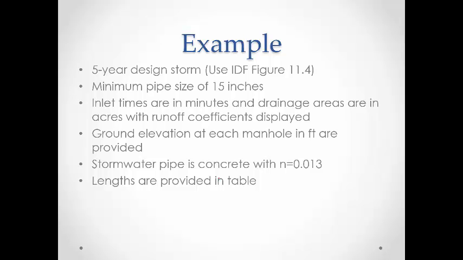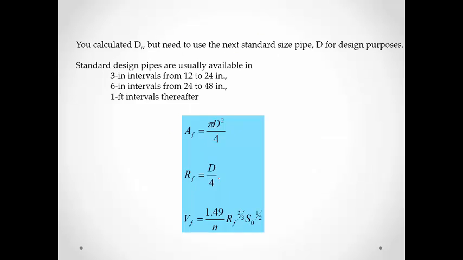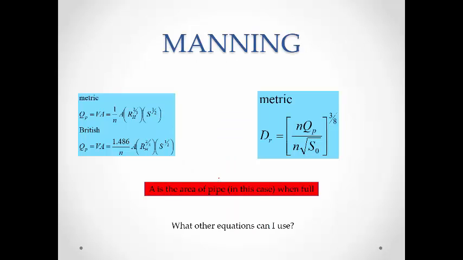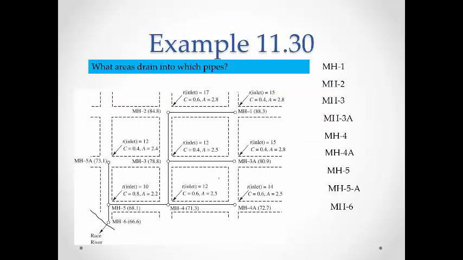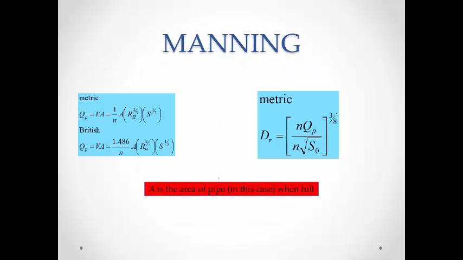So you have to use your equations to design pipes based on the flows, okay? Let me go back. I apologize. So for design of pipes like this one, you can use Manning, for example, and then the area of the pipe is when it's full. So you want to convey all the flow, okay?